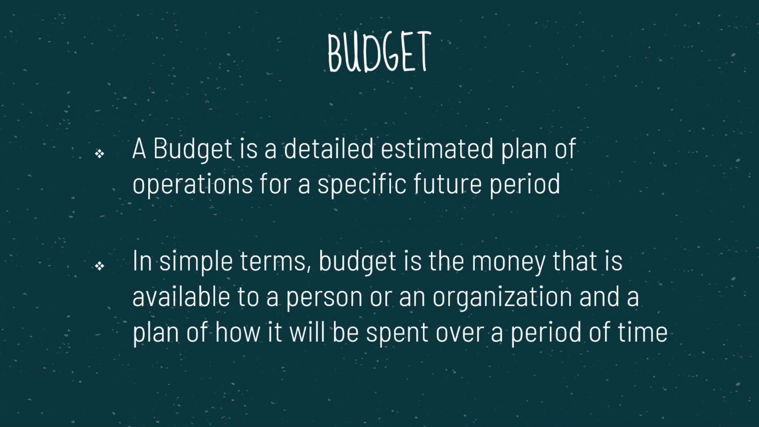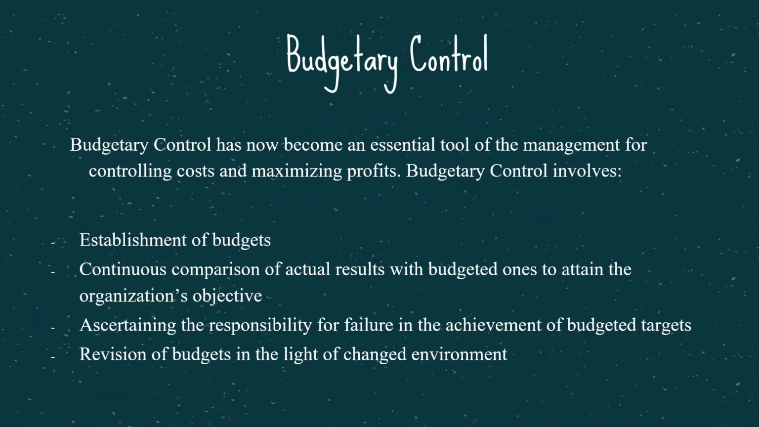A budget is a detailed estimated plan of operations for a specific future period. We said that every organization has a budget, every department has a budget. That's exactly a roadmap for the financial year ahead. The financial year is 1st April to 31st March.